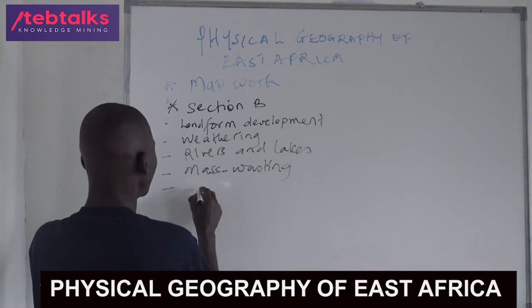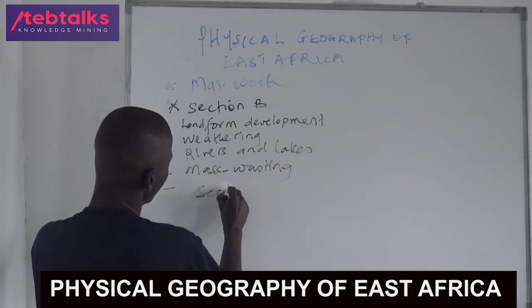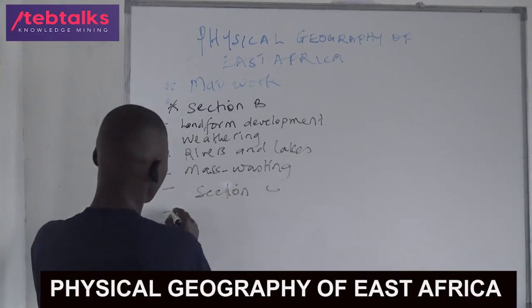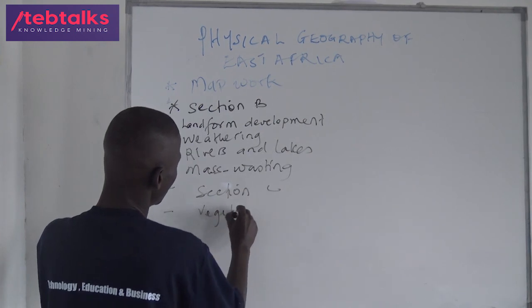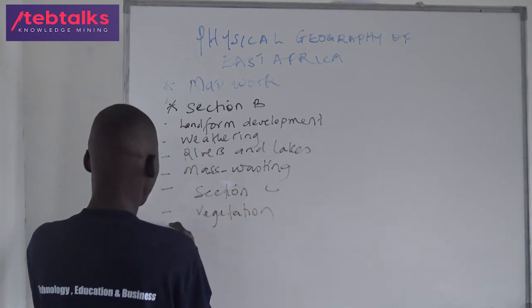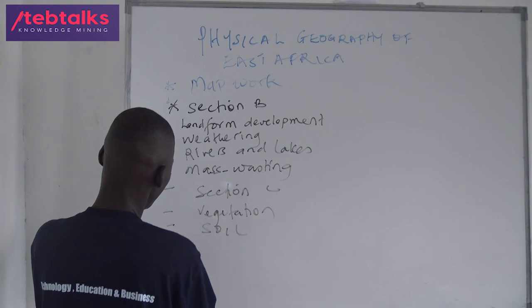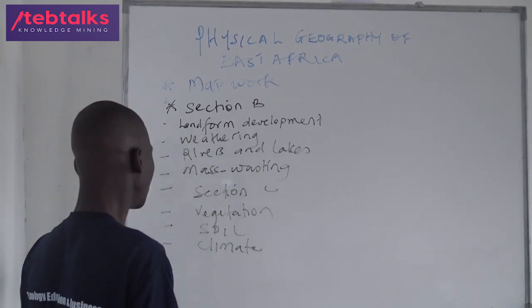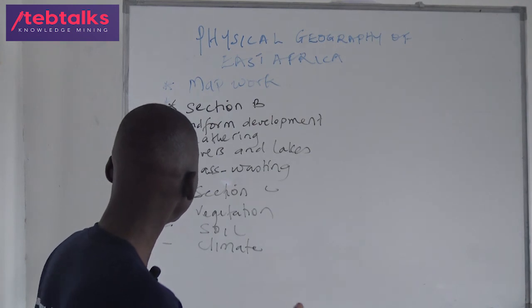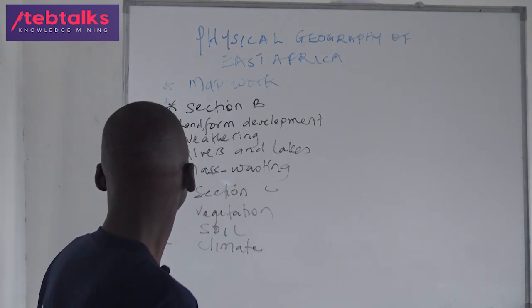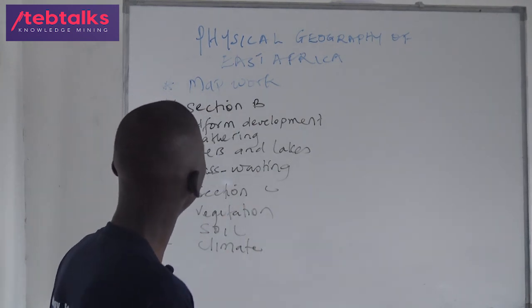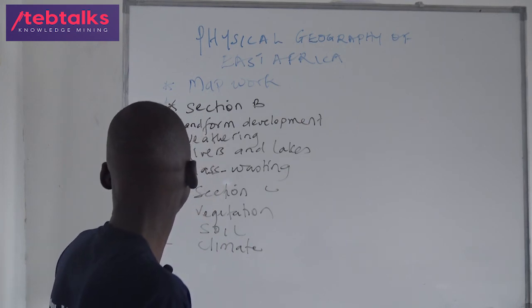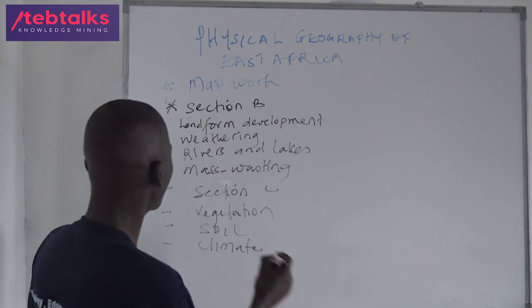Then another section, which is section C, made up of vegetation, soil, and climate. So, briefly, we have already seen map work. We looked at map work previously, but now let us go to another new topic.